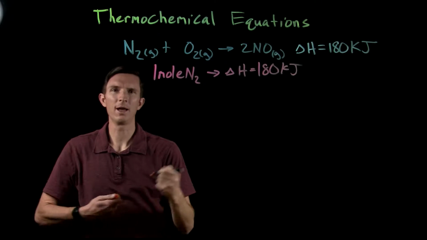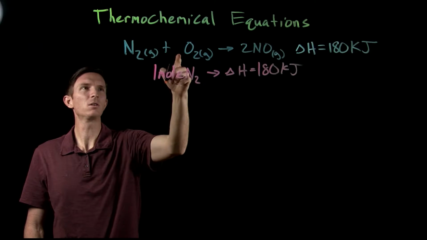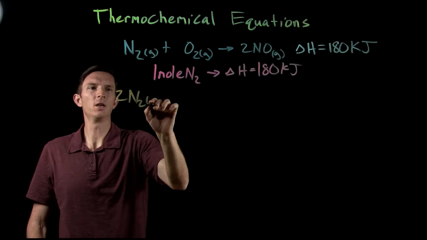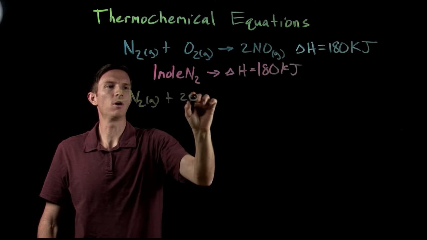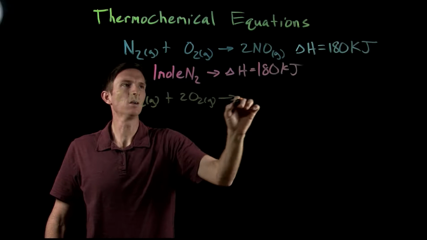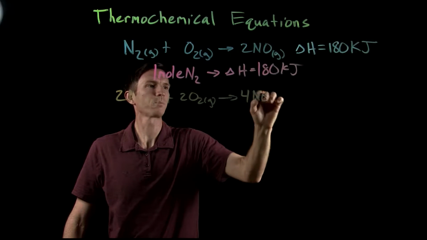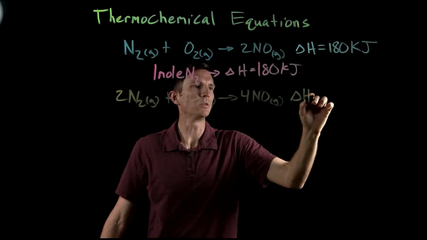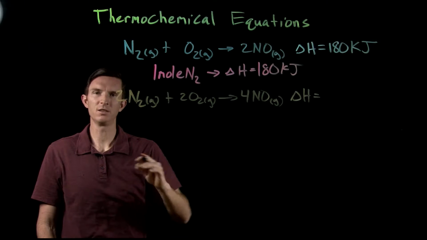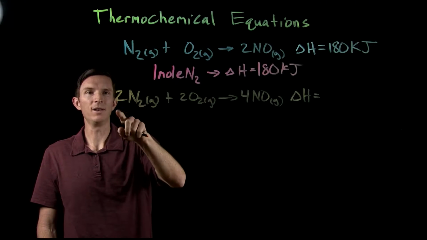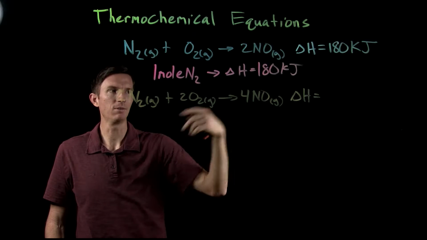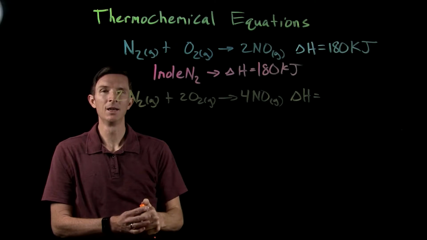Now, what if we were to have this reaction, but each of these coefficients was multiplied by 2? So we had 2 nitrogen reacting with 2 oxygen gives us 4 nitrogen monoxide. What would we say happens to our enthalpy? It doesn't just stay the same, because we now have double the amount of nitrogen and oxygen reacting to give us double the amount of nitrogen monoxide.